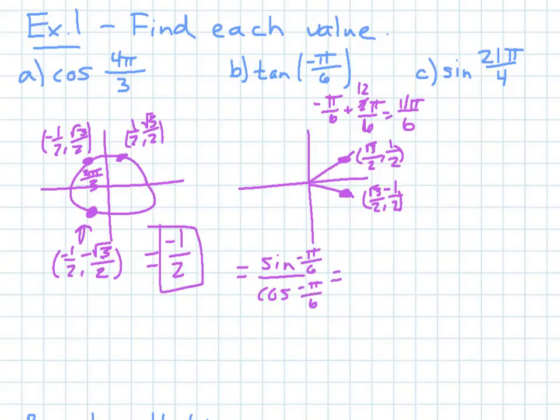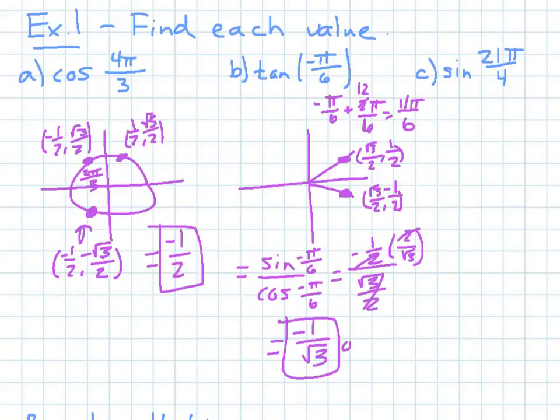Okay, so then I take negative 1/2 divided by a positive square root of 3 over 2. I multiply by the reciprocal. The 2's cancel out. And I can leave it as negative 1 over square root of 3. Or you can rationalize and make that negative square root of 3 over 3.